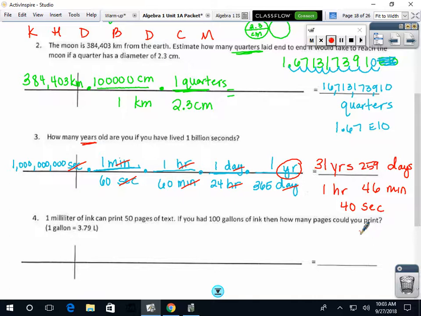Now, you are not going to have to do that on the test. You are going to be able to leave your answer as 31 point whatever and round it off. But I just wanted to do that, just so you see how it works.